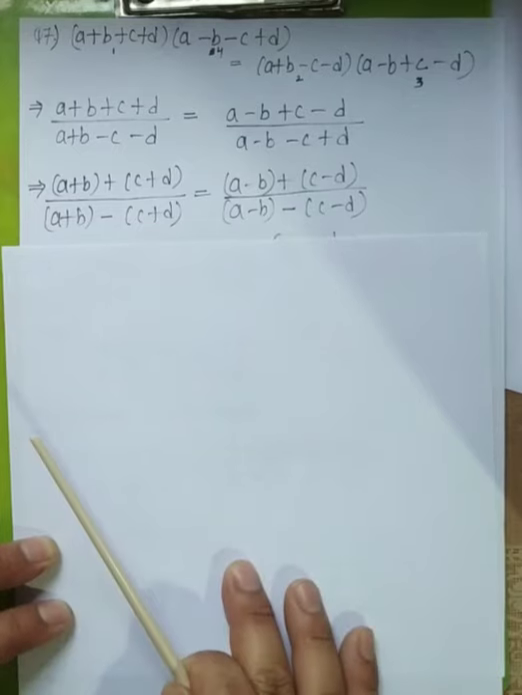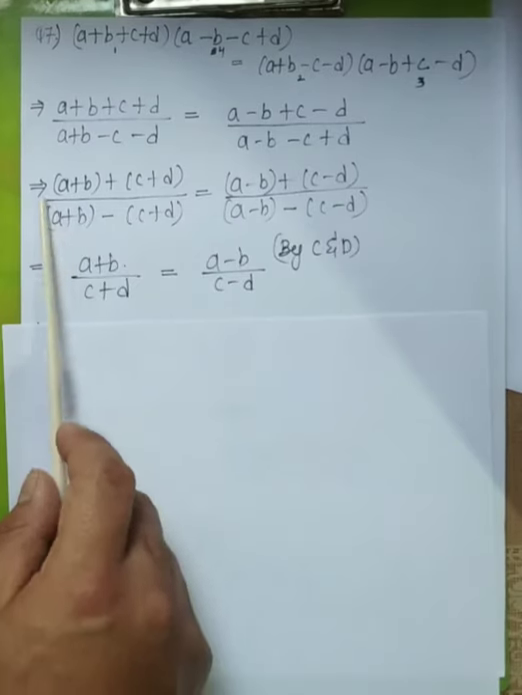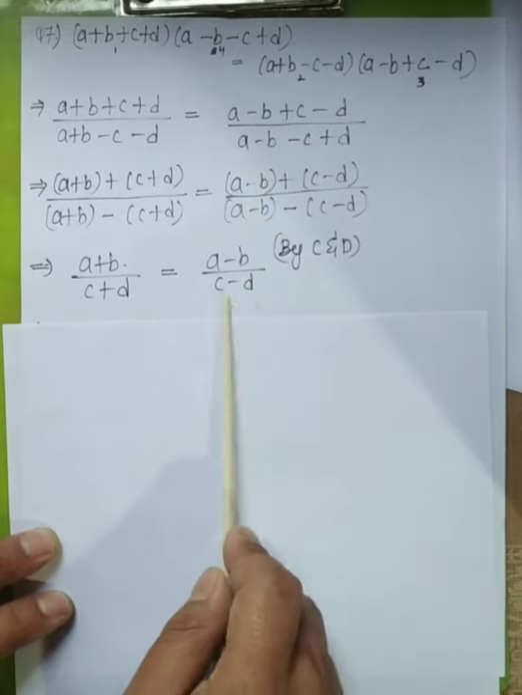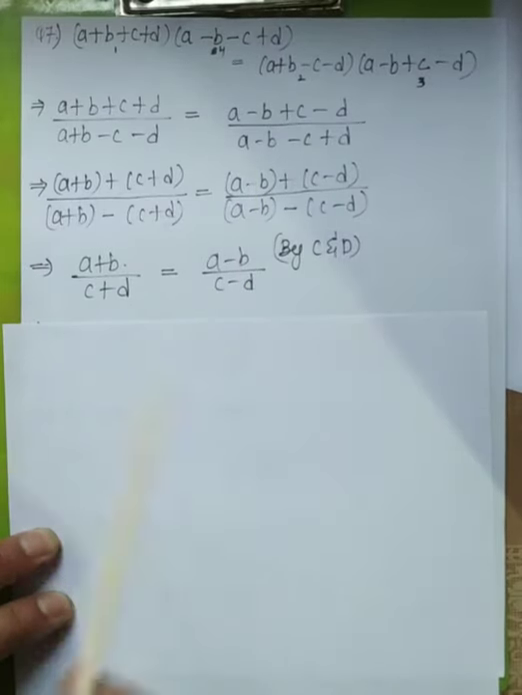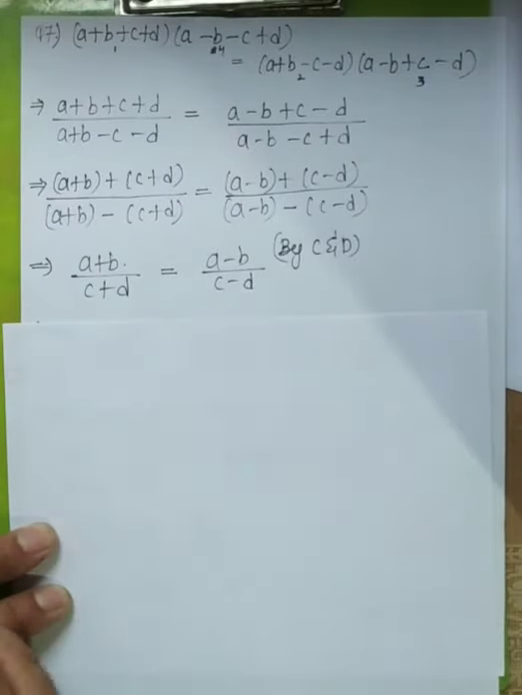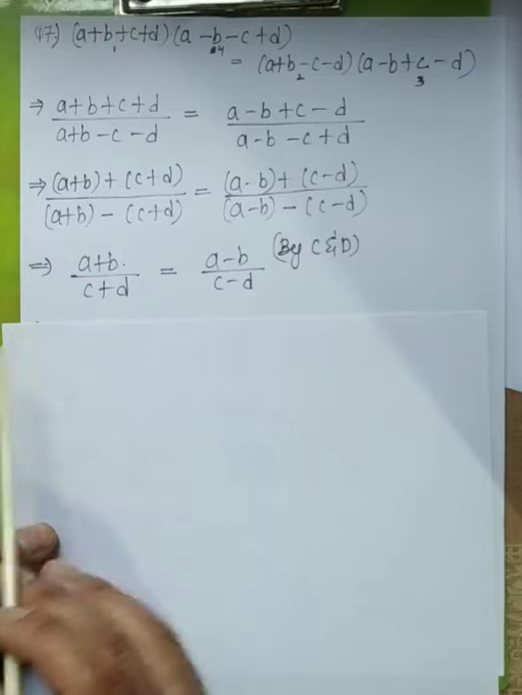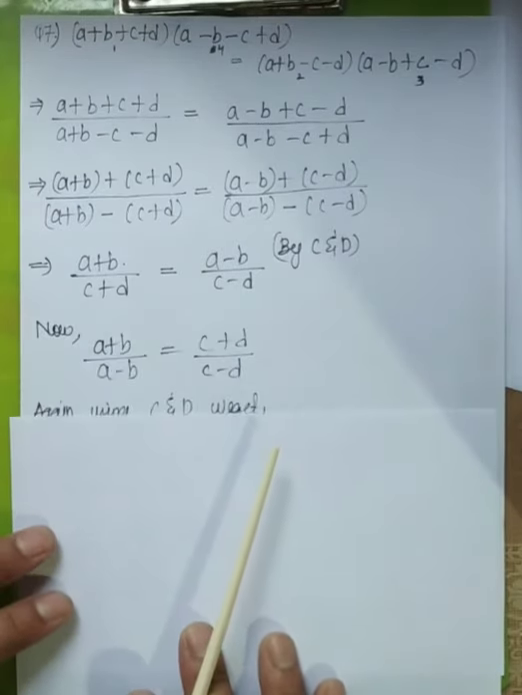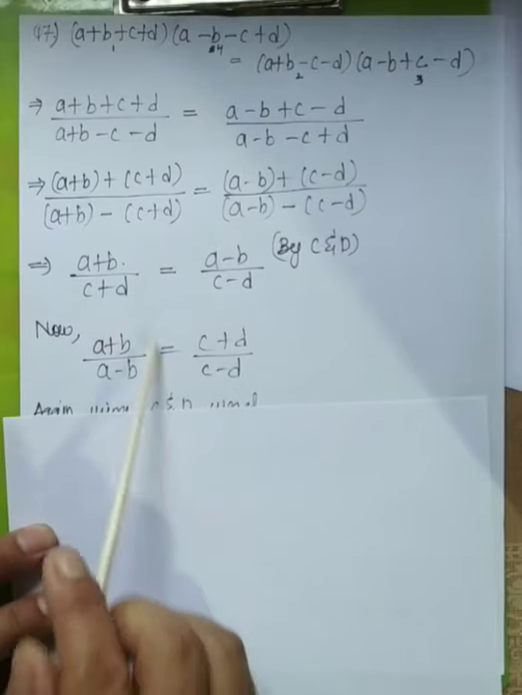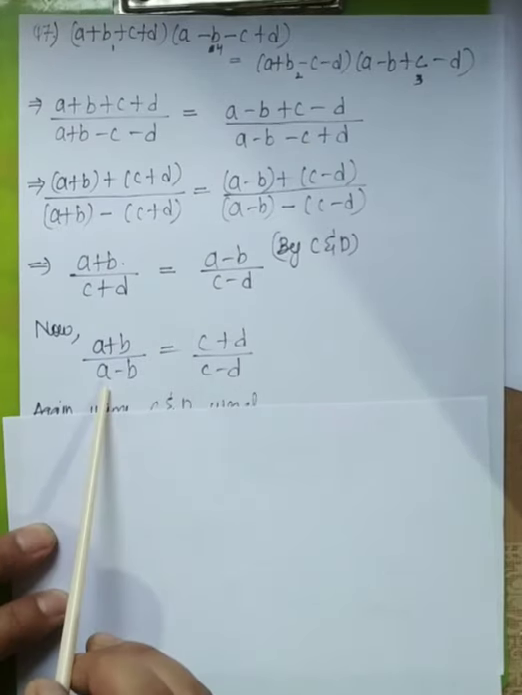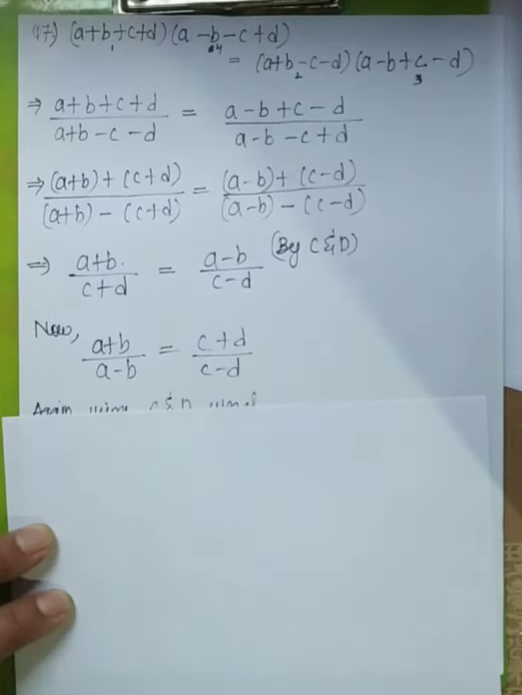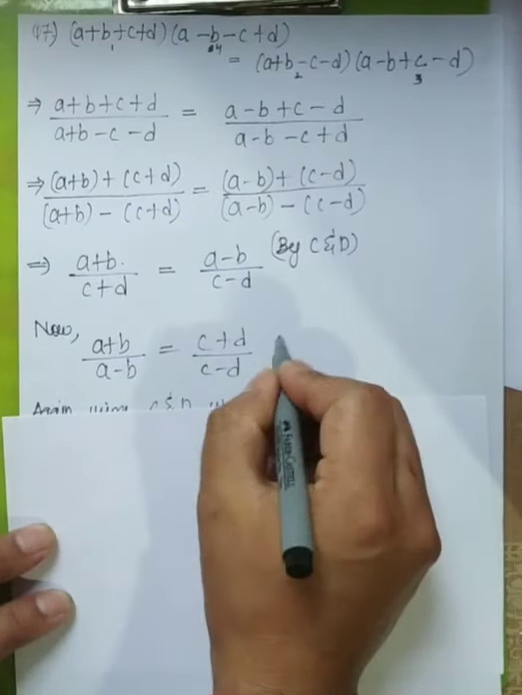So by componendo, what can I write? I can also write a plus b divided by c plus d is equal to a minus b divided by c minus d, again by the reverse of componendo. And now, as I've got this, I'll keep ab together, I'll keep cd together by cross multiplication. If you cross multiply it, then you get this: a plus b divided by a minus b is equal to c plus d divided by c minus d. This is because of cross multiplication.